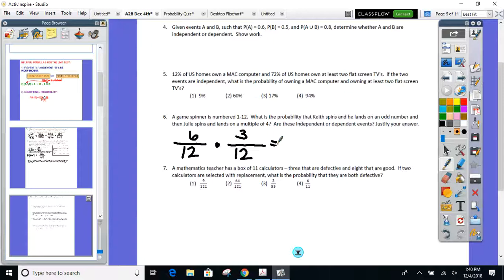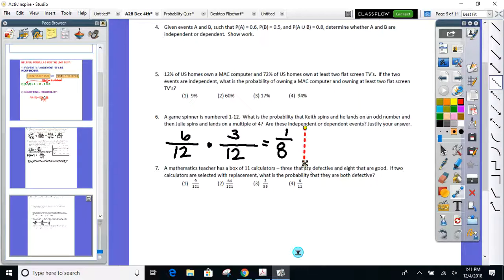3 out of 12 times 6 out of 12. I know what the non-reduced answer is, 18 out of 144, but your calculator's probably giving you the reduced one, which would be? What? 1 over 8? All right.